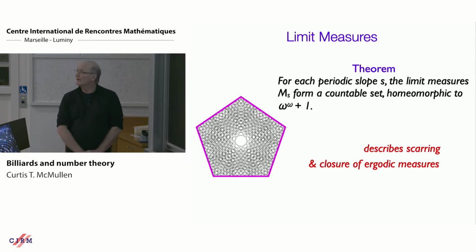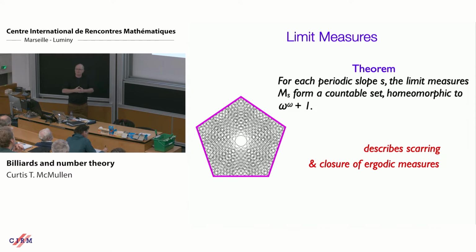Can you state the theorem again? Yes. So you fix the slope? Right. So I fix a slope, say slope 0. And then I take periodic trajectories with slope tending to 0. Now, I don't want to just take periodic trajectories with slope 0 because there's only a bunch of parallel ones. So I let the slope converge to 0, and I look at what measures I get in the limit. And that's what this M sub s is. And then that particular space is a copy of omega to the omega plus 1.